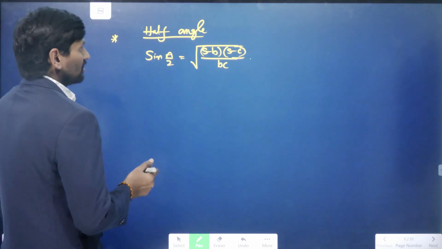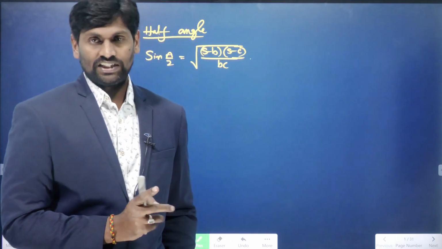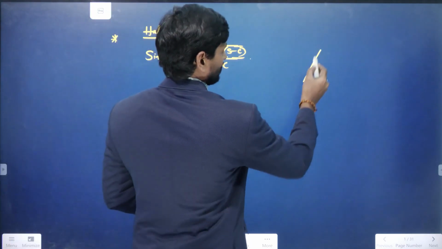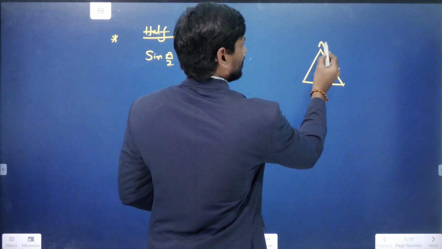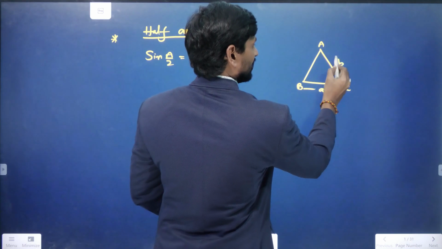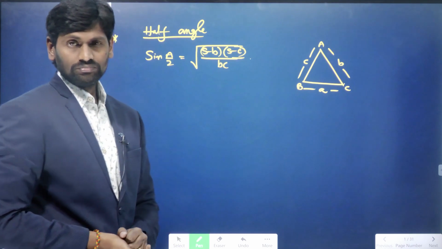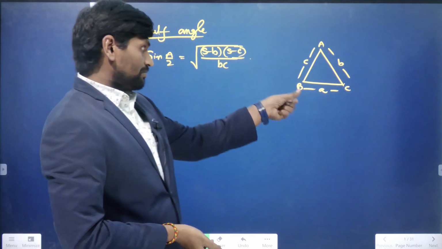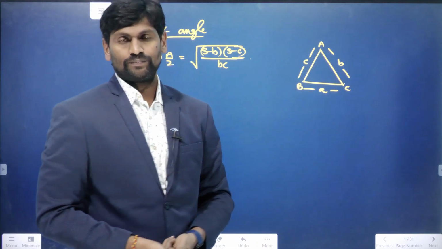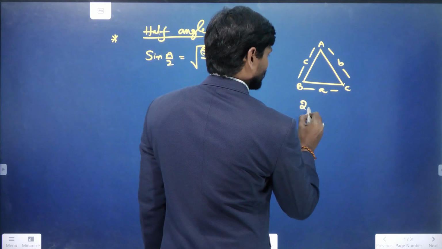And we know that s value is nothing but the perimeter of a triangle. For example, if you take a triangle ABC, a is the length of BC, b is the length of AC and c is the length of AB. So the perimeter AB plus BC plus CA equals a plus b plus c.